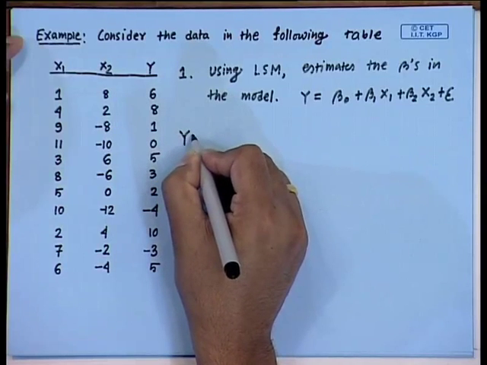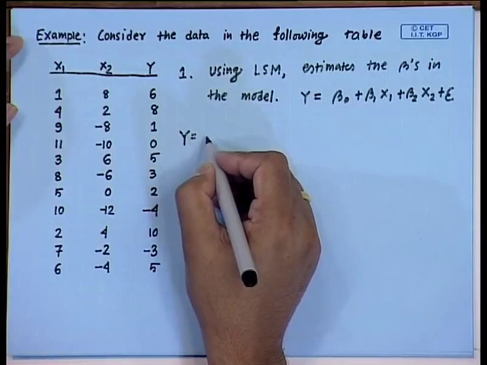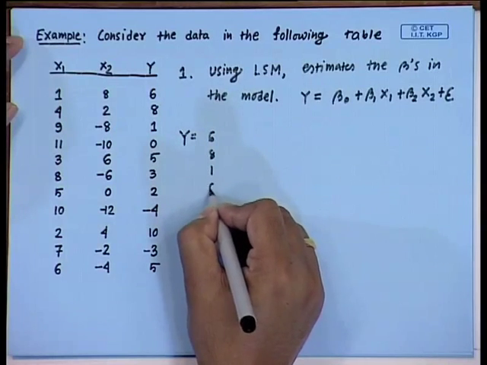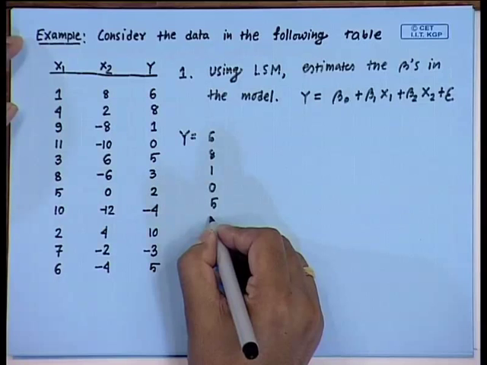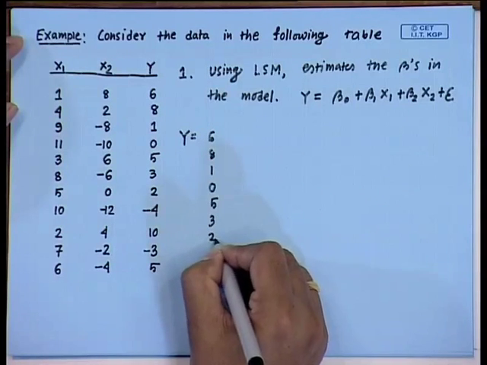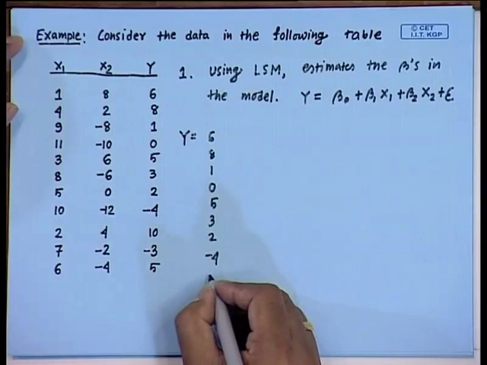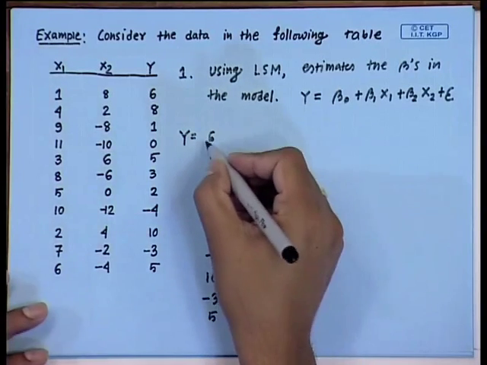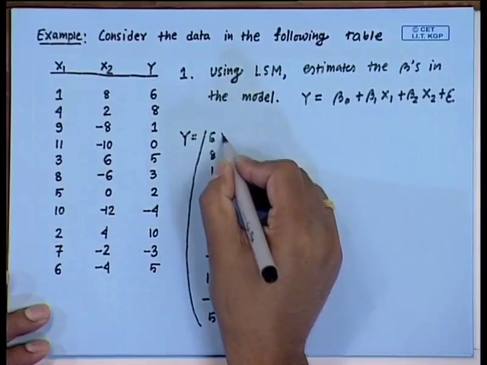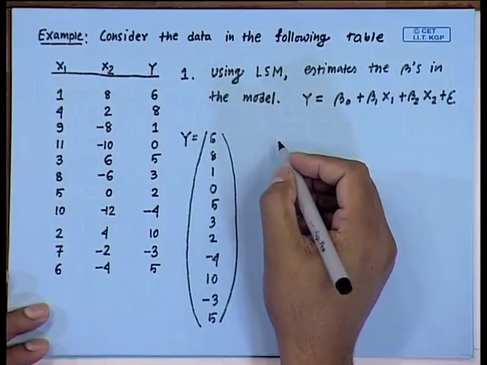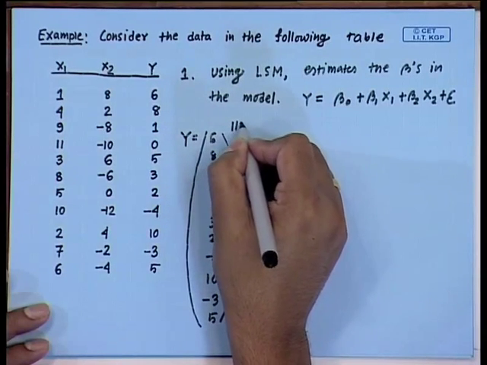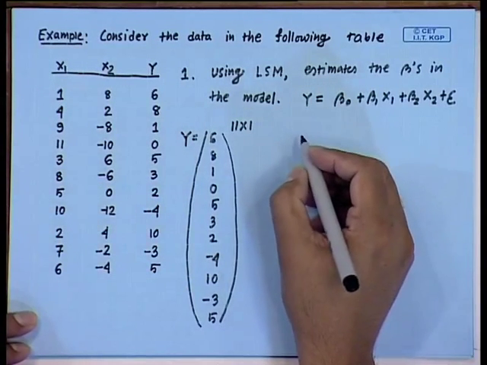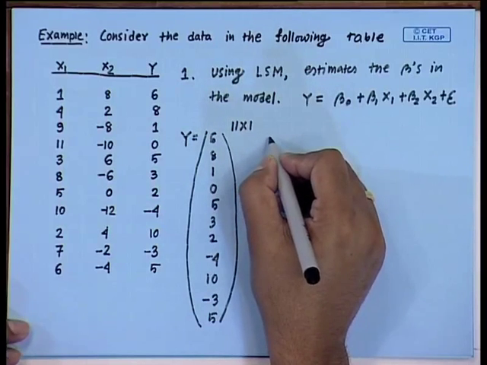matrix Y, which is basically the matrix of observations. So this is 6, 8, 1, 0, 5, 3, 2, minus 4, 10, minus 3, 5. So this is the vector of observations, and it is an 11 cross 1 vector, because we have 11 observations here. Now we will construct the matrix X.